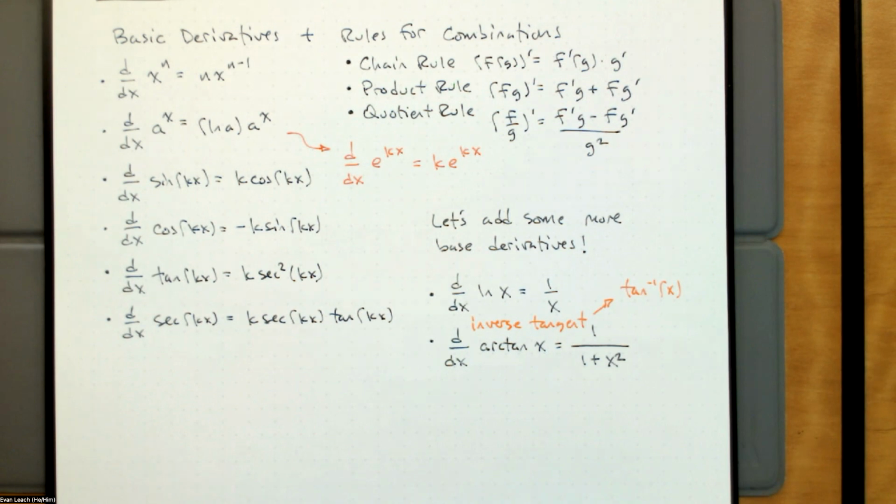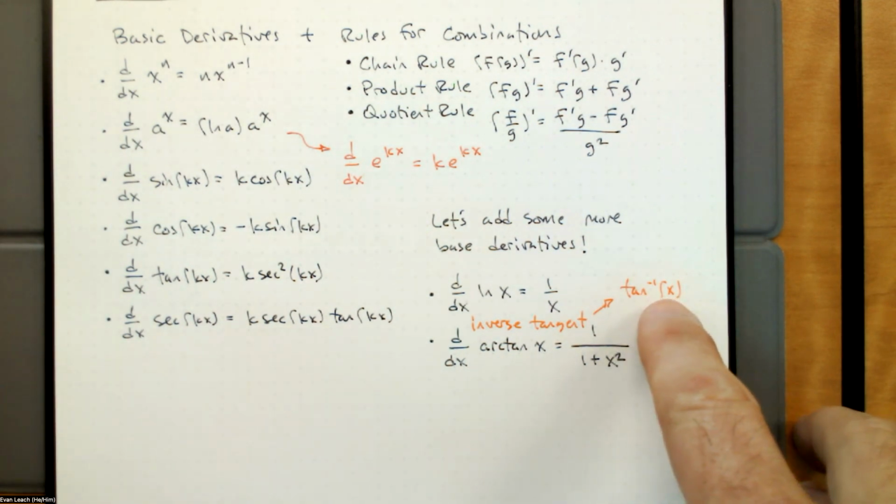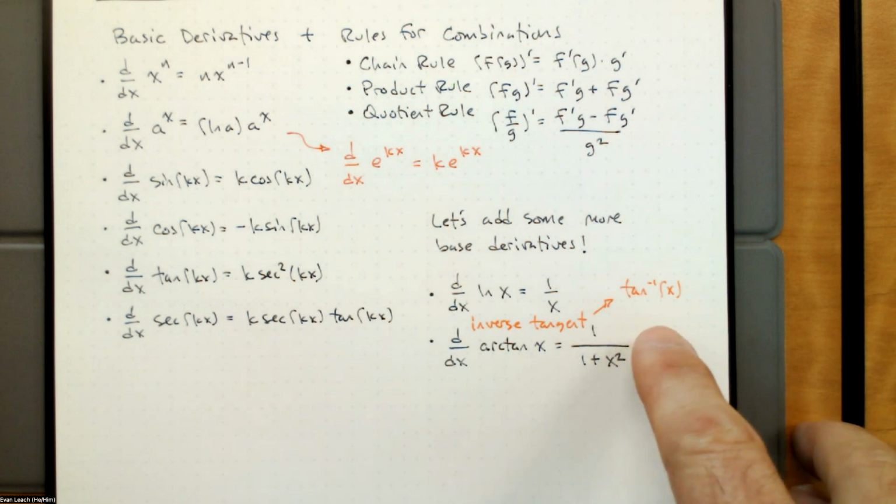They are the same. It's just that tangent to the -1 is not tangent to the -1. When you see this with a tangent with this superscript of -1, you do not say tangent to the -1.